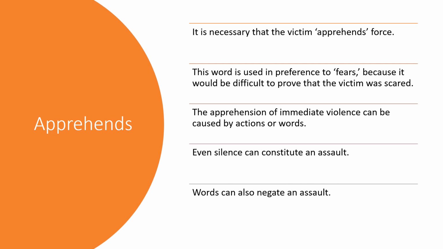Now the apprehension of immediate violence can be caused by actions or words. Even silence can constitute an assault, as we're going to look at, and words can also negate an assault, so you can cancel out an assault through talking. Now, all these things are going to be explored.